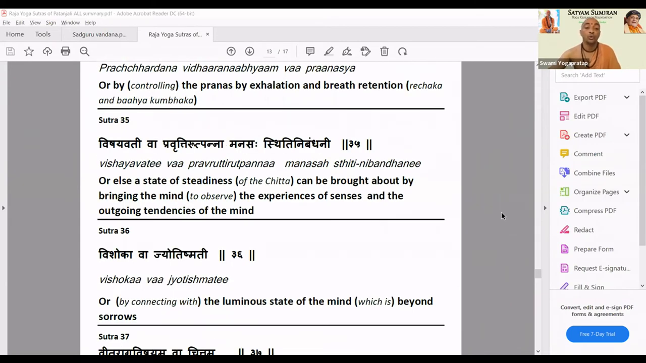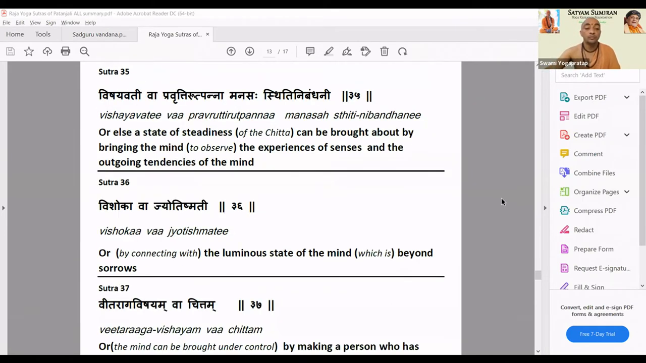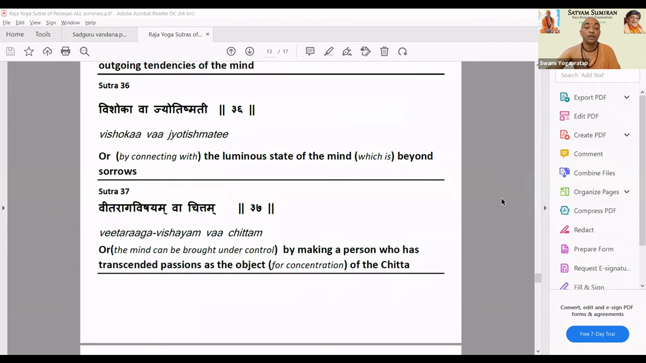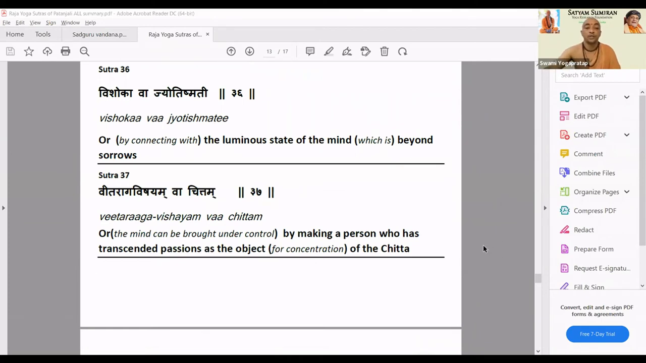Or by vishoka va jyotishmati. There is a luminous state of mind which is beyond sorrows. Let us connect to that. Or, vitaraga vishayam va chittam. By connecting to a person who has transcended passions, if we use that as a symbol, then that energy also lifts us.